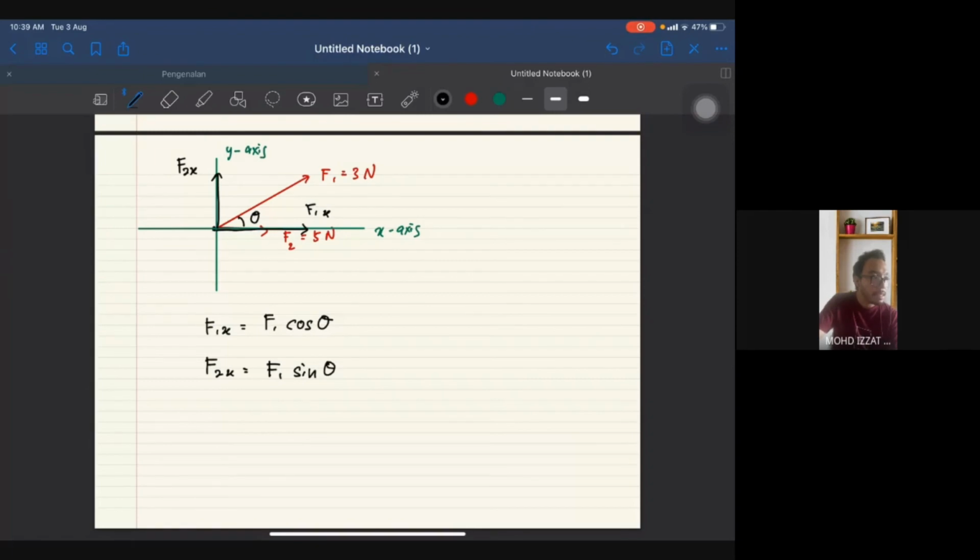So daripada mana datang benda ni sebenarnya? Dia datang daripada trigonometric punya triangle. So senang je. Katakan saya ignore yang F2 tu dulu. I just focus on F1. So if I were to redraw, this is my F1. This would be my F1X. And this would be my F2X. Okay. Sorry, ni F1 maafkan saya.